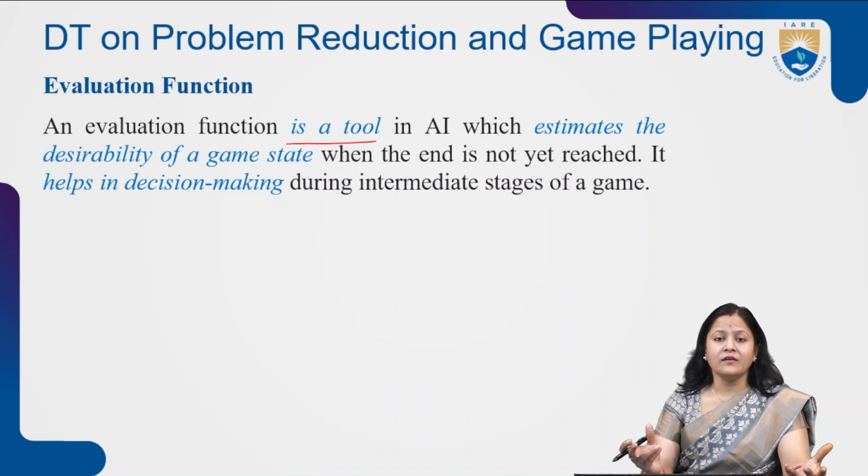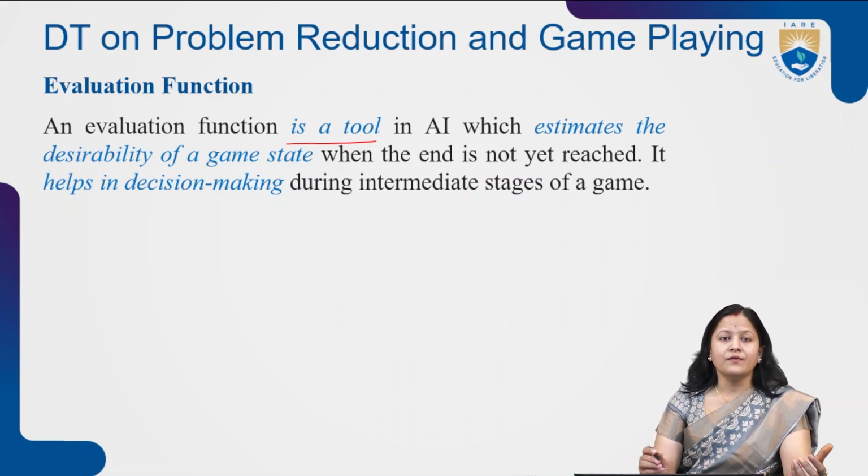Whenever we are playing the chess game or tic-tac-toe game, it assigns some scores to each particular state. Based upon the score value, the agent will decide whether to move left or right, up or down, or diagonal. So that kind of decision can be taken. That is called the evaluation function.